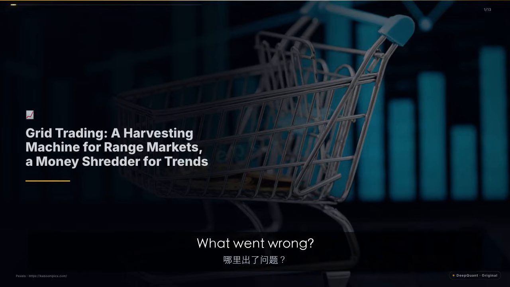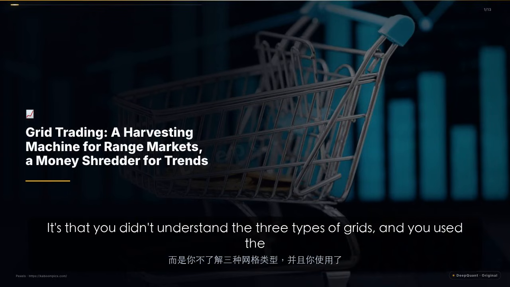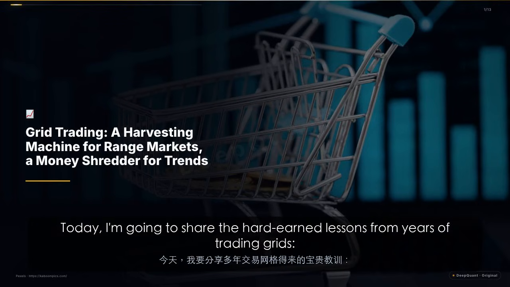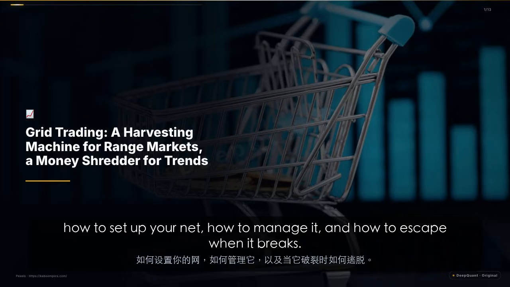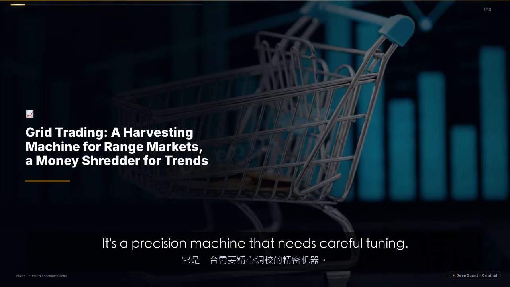What went wrong? It's not that grid strategy doesn't work. It's that you didn't understand the 3 types of grids, and you used the wrong one for the market. Today, I'm going to share the hard-earned lessons from years of trading grids, how to set up your net, how to manage it, and how to escape when it breaks. By the end, you'll see that a grid is not a passive tool for beginners. It's a precision machine that needs careful tuning.